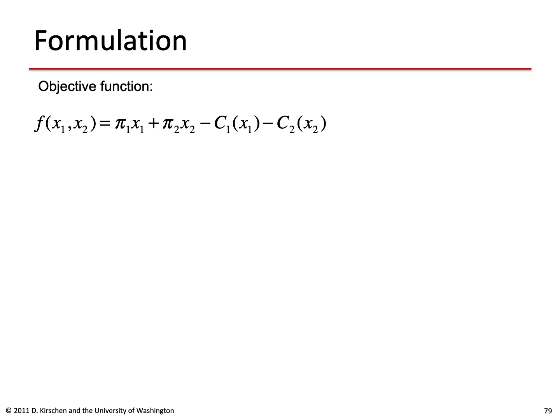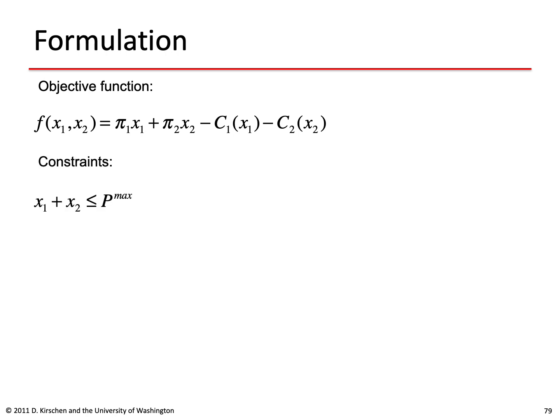So we can formulate this problem as an optimization problem. The objective is to maximize the profit, so it's a function of the quantity of energy x1 and the quantity of reserve x2 that are provided by this generator. The revenue is pi1 x1 for energy plus pi2 x2 for reserve, minus c1 of x1, the cost of producing energy, minus c2 of x2, which is the cost of providing reserve.